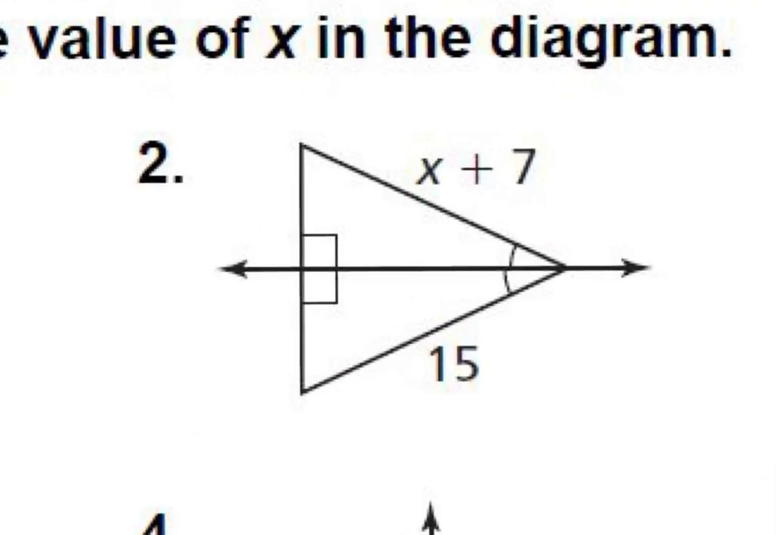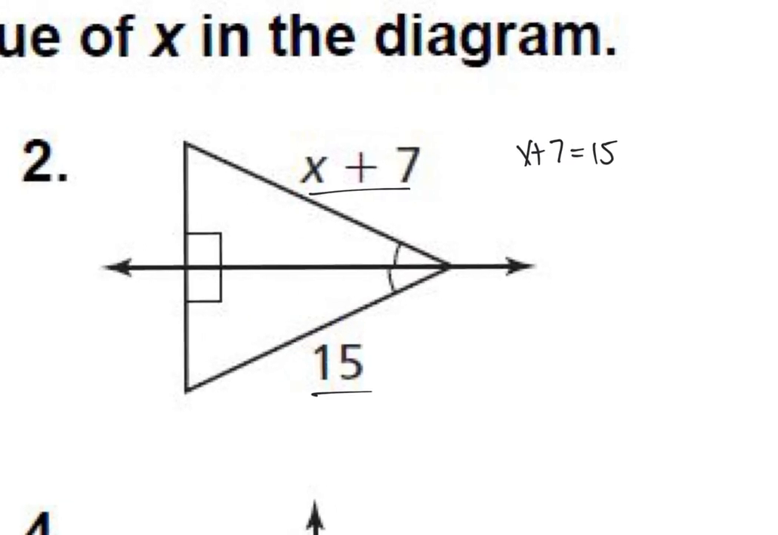x plus 7. What side is going to be congruent to x plus 7? Mariana? 15. So we just set these equal to each other. We get x plus 7 equals 15. How do we solve it? Isa? I think I know. Mariana? You subtract 7 from both sides. X equals 8.